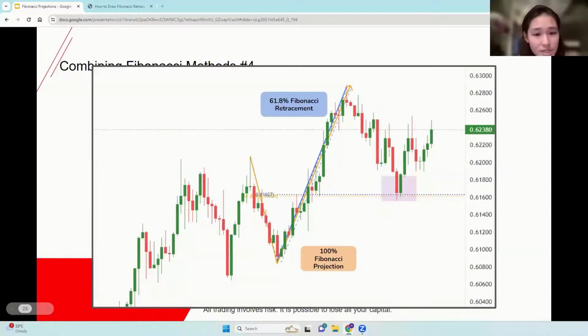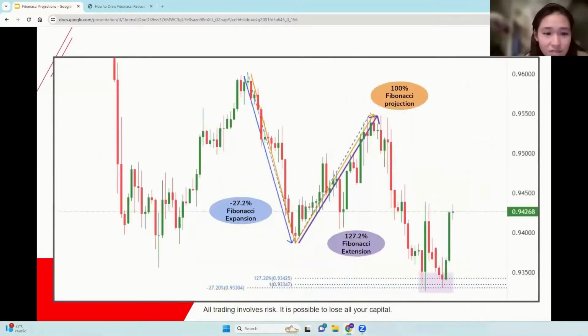Next, in this example, we use a 61.8% Fibonacci retracement that's in line with a 100% Fibonacci projection to give us a strong confluence area over here, where price has bounced off. I think by now you kind of get the idea. It's basically just finding a bunch of levels that line up to form a stronger resistance or support level.